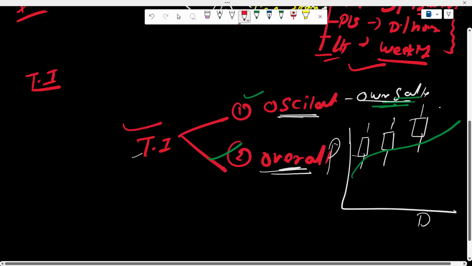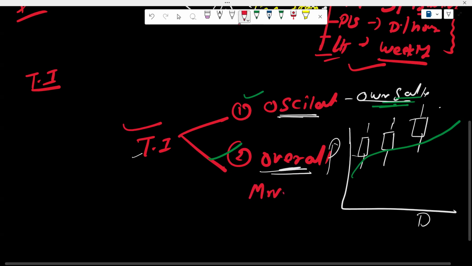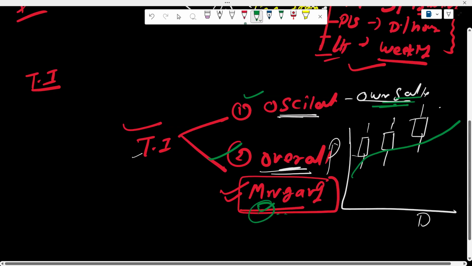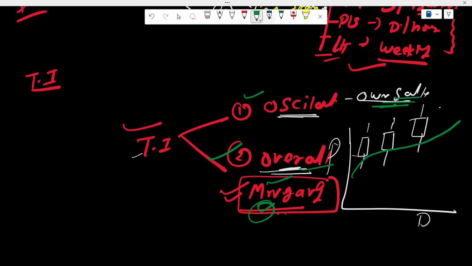Overlay, yes, because the moving average does not have its own scale. I told you in the last class how the moving average is derived: the moving average data points are the last closing price data. So moving average data points are the price data only, so you can draw the moving average on the price chart. This is an overlay indicator. And if I ask you about the RSI and MACD.